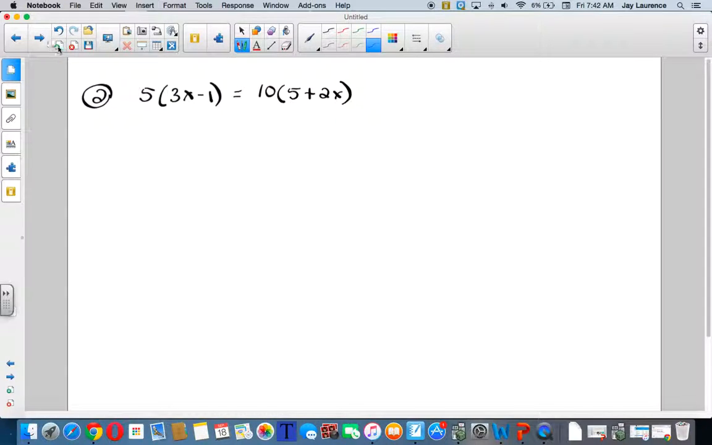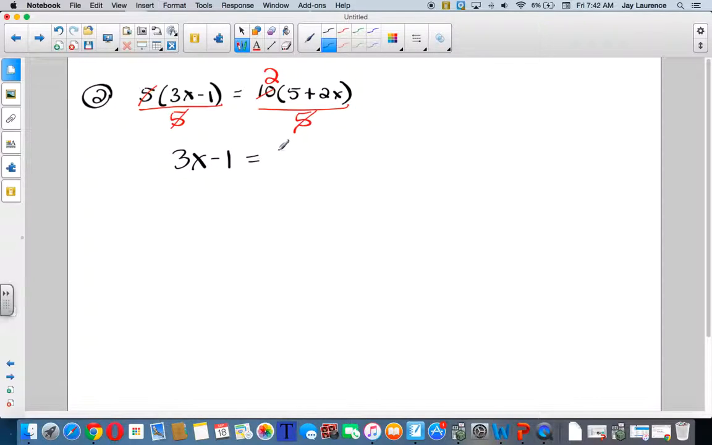All right, there's my questions. You can always go back to them. All right, in this situation, I've got two quantities. And since the number being distributed here is a 5, and that's a 10, I can divide both sides by 5. This will make my life a little bit easier. 5s will cancel, and here the 5 will go into the 10 2 times. So on the left-hand side, I'm going to have 3x minus 1.